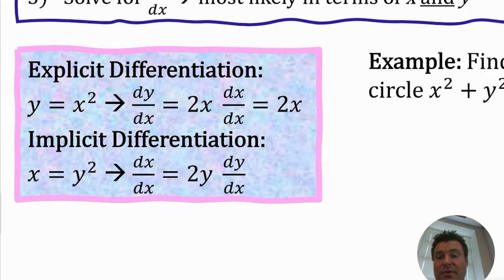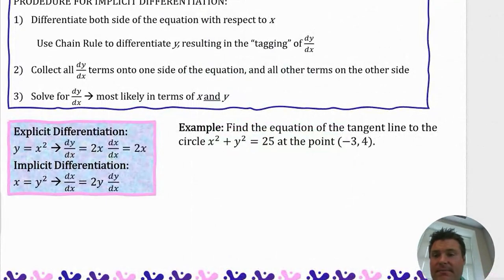The explicit, you should be familiar with how the explicit works. We have dy/dx equals 2x. Technically, we have a dx over dx because we're differentiating x with respect to x. That just equals 1. That goes away. When we do this implicitly, we have to tag the y using chain rule with the dy/dx. So what does that look like?